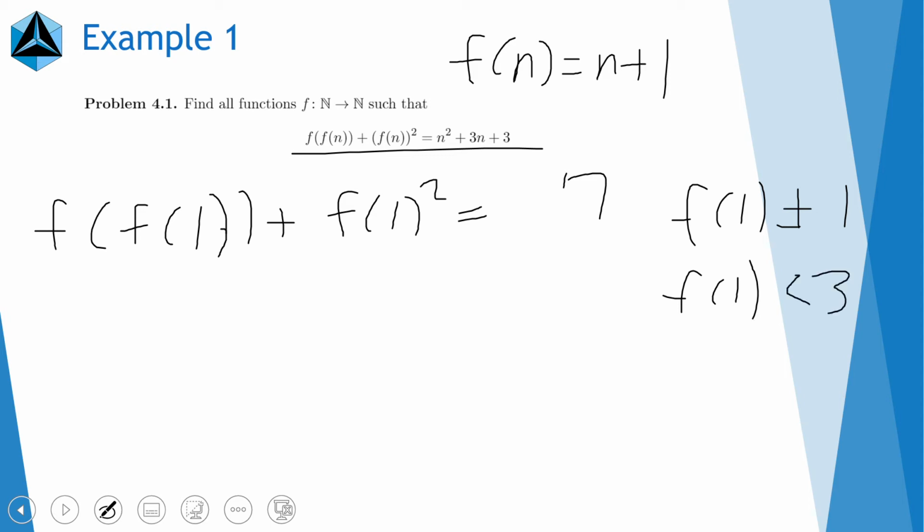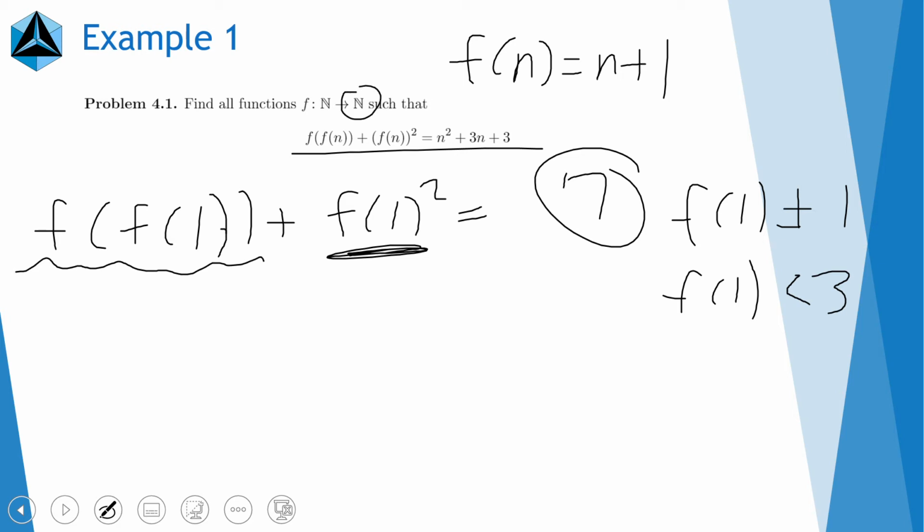We also know that by a little bit of experimenting, f of 1 cannot be greater than or equal to 3. Because if it were, then this term would be greater than 7. And then this term has to be positive because by definition, the range has to be all positive numbers. So that means that this entire portion would have to be greater than the right-hand side, which is a contradiction because they have to be equal. So f of 1 has to be less than 3.